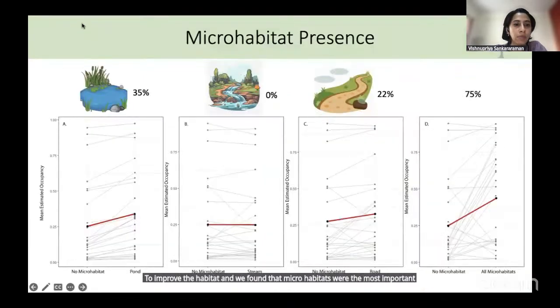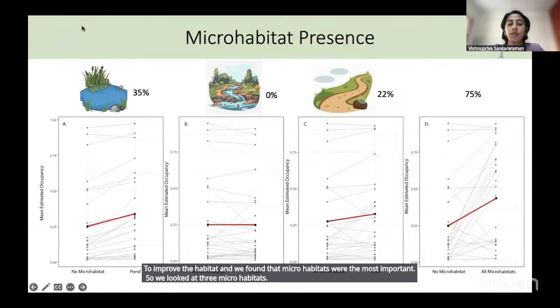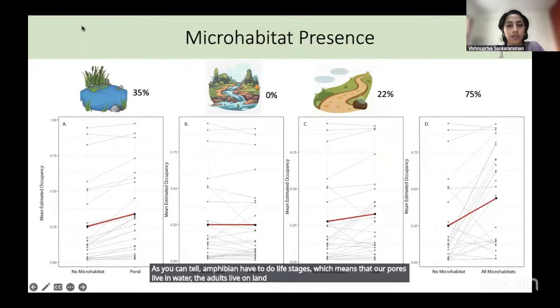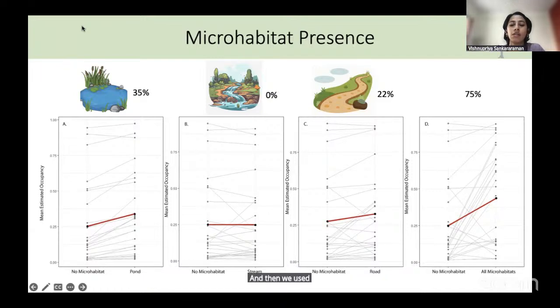So we looked at three microhabitats. We looked at the presence of ponds, streams, and footpaths. As you can tell, amphibians have two life stages, which means the tadpoles live in water, the adults live on land, which means water bodies like ponds and streams are very important, which is why we included those two. And then we used footpaths actually.